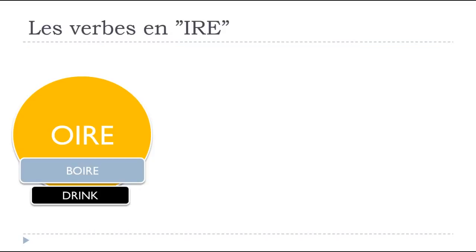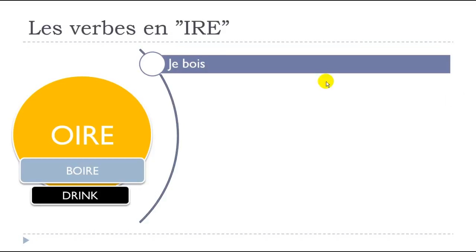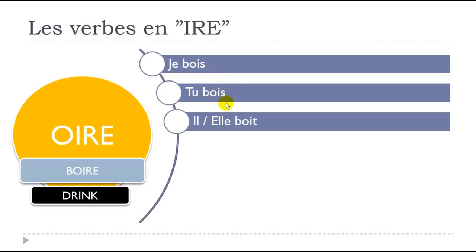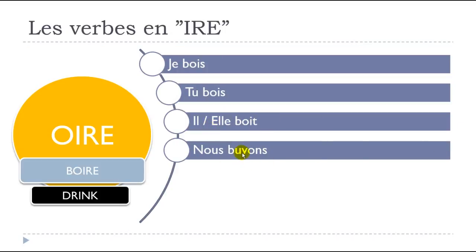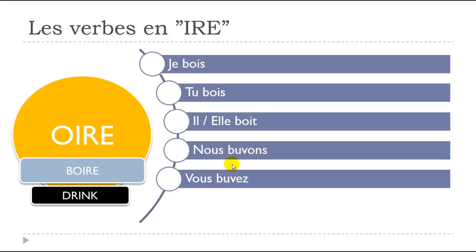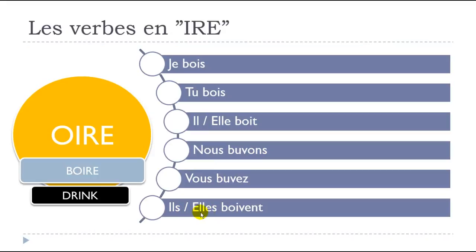Boire, and boire is to drink, so it's quite useful. You do that every day, or at least you should. Je bois, tu bois, il boit, elle boit. And this is the tricky one. Nous buvons, vous buvez, ils boivent, elles boivent.